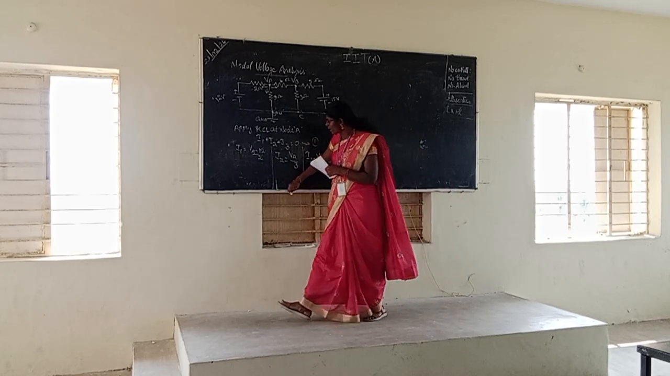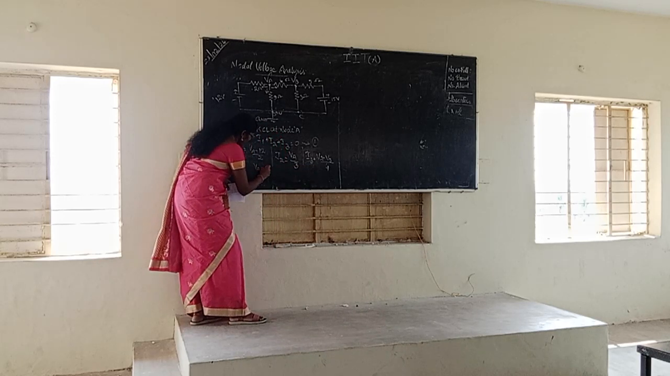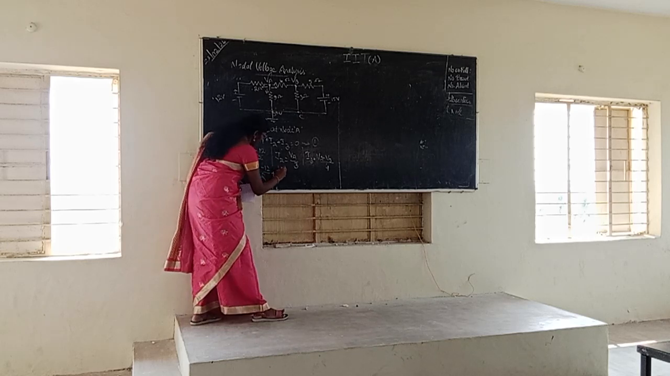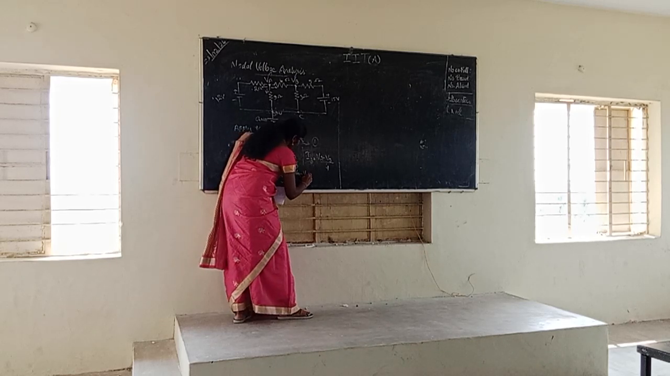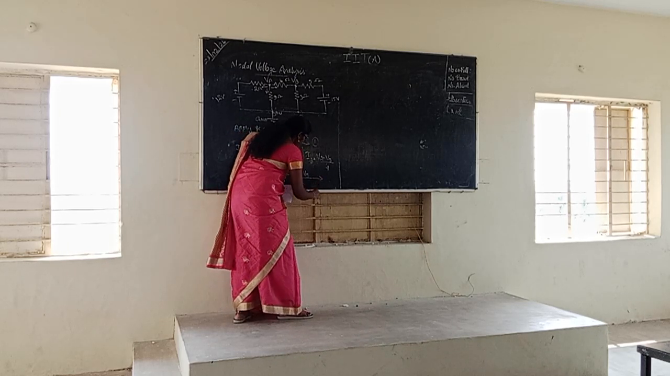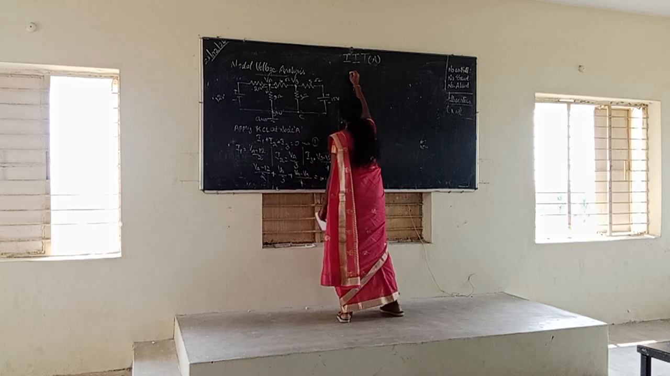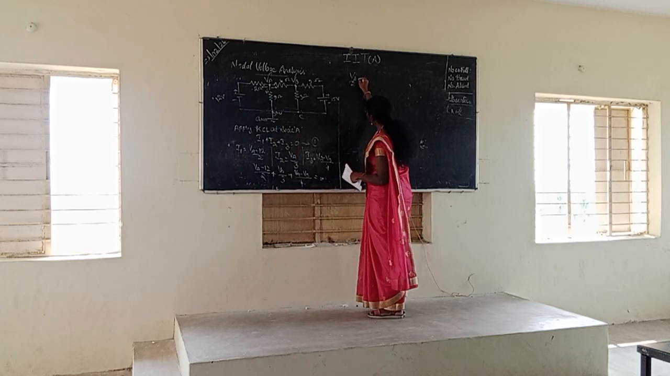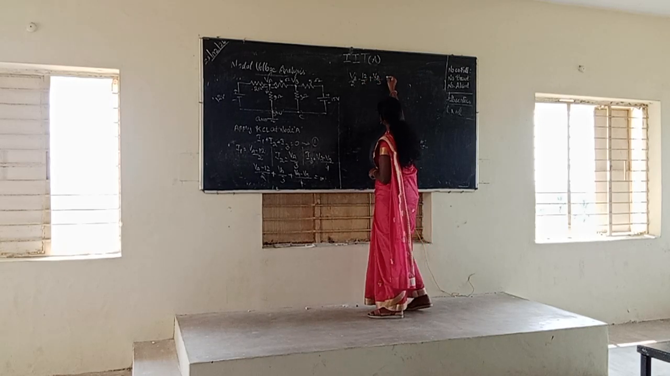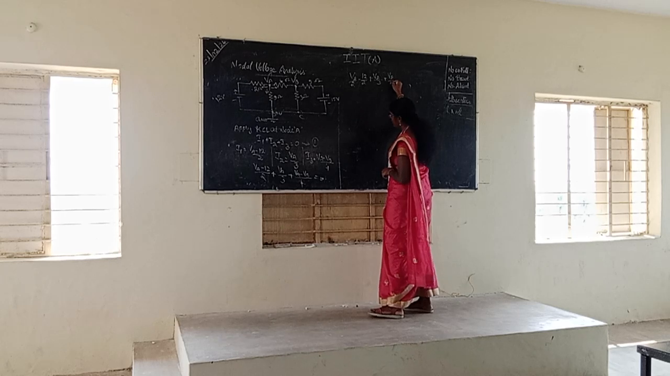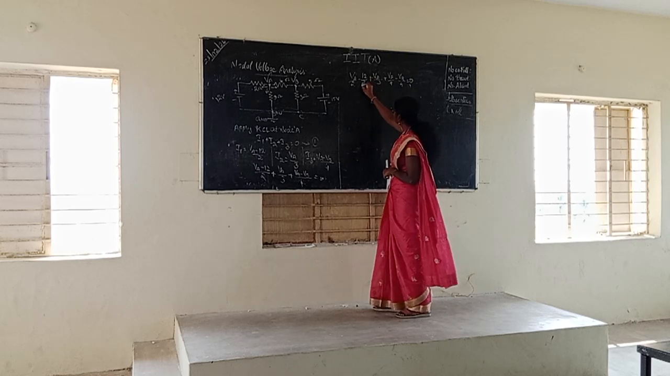So substitute all the I1, I2 and I3 in equation 1. How will it be? VA minus 12 by 2 plus VA by 3 plus VA minus VB by 4 equal to 0. Then solve this. That is VA by 2 minus 12 by 2 plus VA by 3 plus VA by 4 minus VB by 4 is equal to 0.